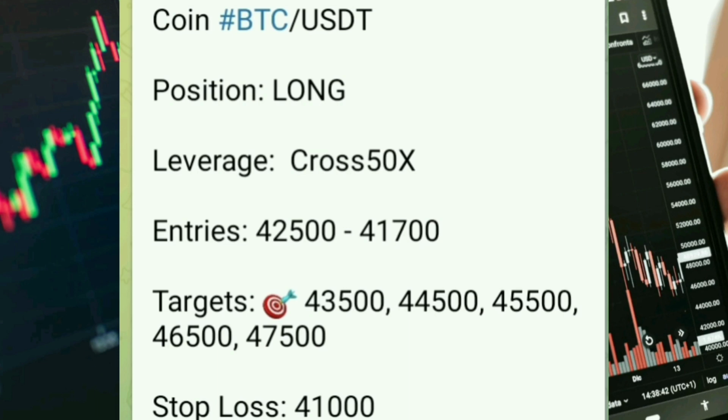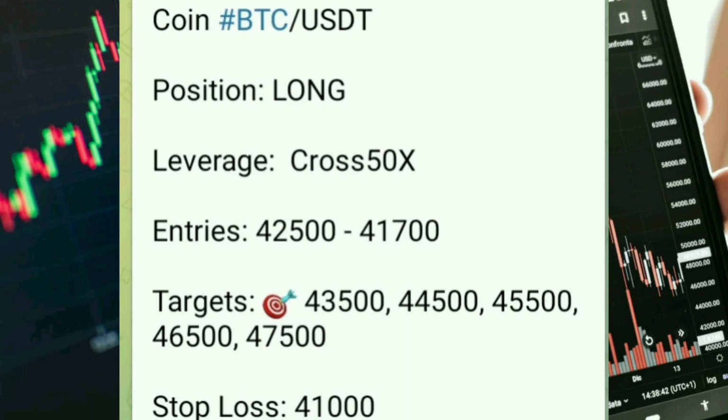So when it gets to 43,500, that means you're simply making profits. This is the first take profit, 43,500. When it gets to 44,500, you can take your profit. 45,500, 46,500, 47,500. Remember the position of this coin, they say we should long it. So you can see that in this signal, the figures are increasing. This target means when you should take profits.